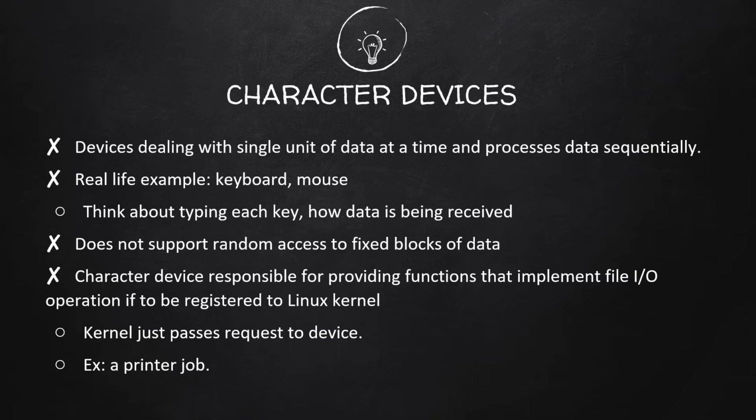So pretty much the kernel just passes the request to the device. The kernel does not do any processing. A real world example would be a printer job. The kernel merely sends the printer job request to the printer. It does not do any processing. Once the printer device receives the request and starts its job, the kernel cannot recall that job or make any modifications to it.